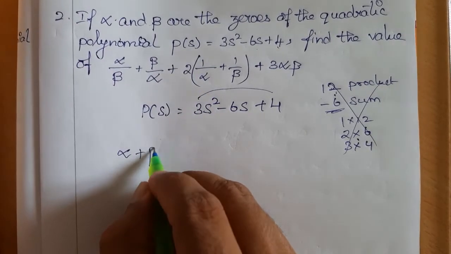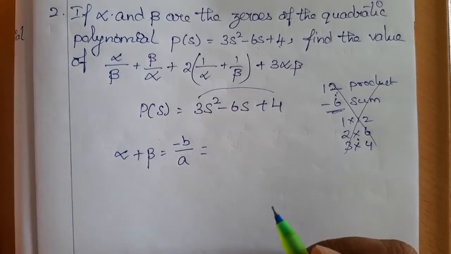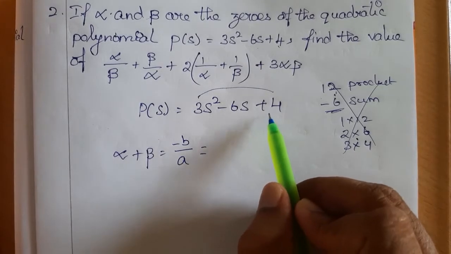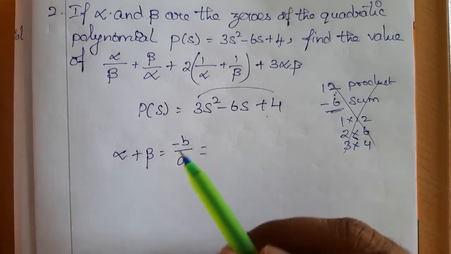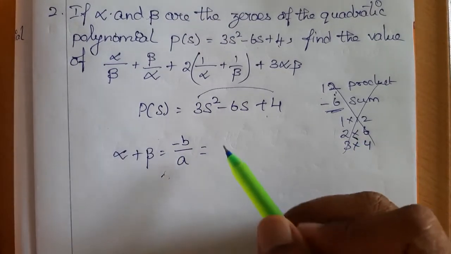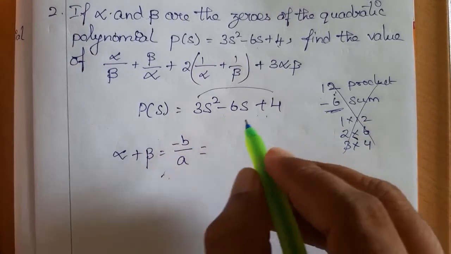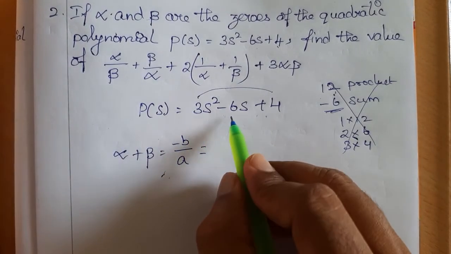So alpha plus beta will be minus b by a. Clear? Do you remember it? Yes. So if it is not possible to find a zero by this middle term splitting method, we can use the relationship between zeros and coefficients, because we can get the coefficients from the given expression, right?